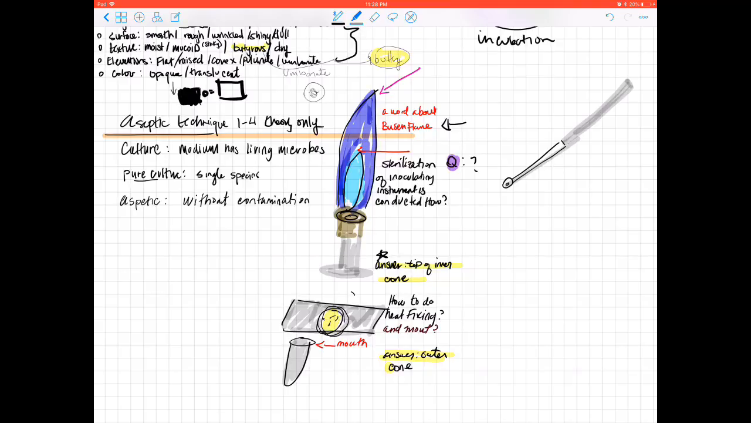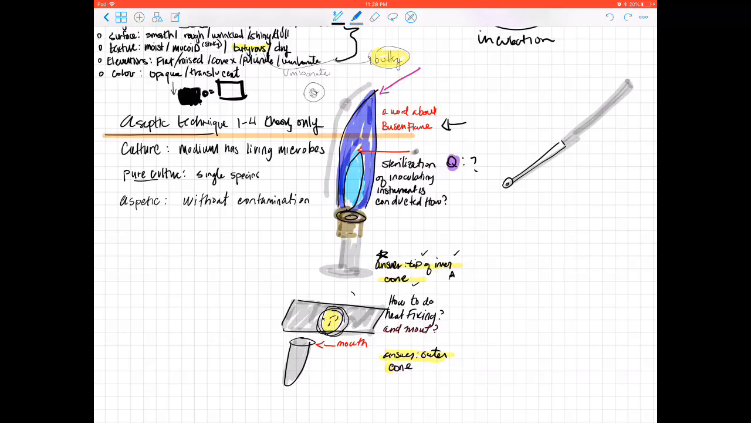Okay, so when it comes to the inoculation loop and you're sterilizing it, how do you do so? Okay, so here's the answer. The answer is right here. It's the tip of the inner cone, right? Here is my outer cone right here. This is my outer cone. And my inner cone is right here. This is my inner cone right here.